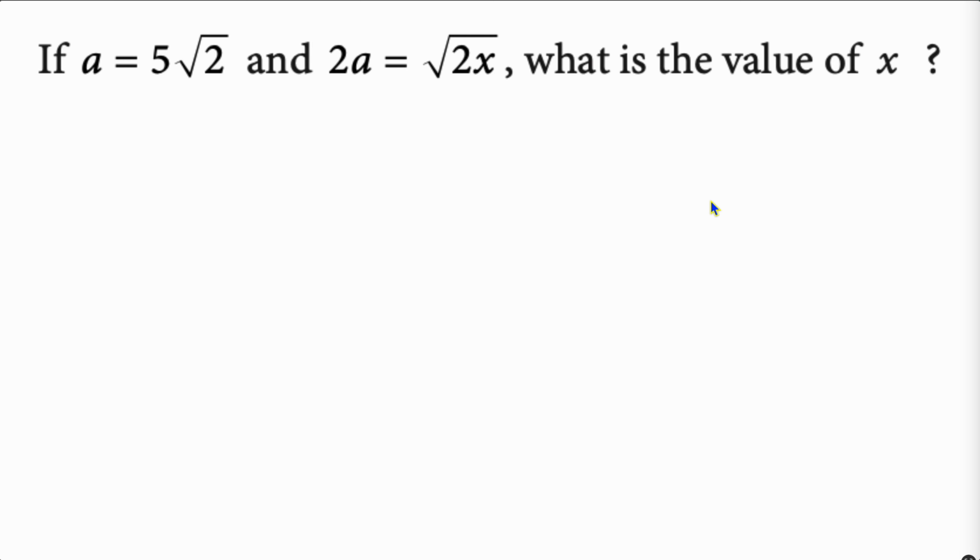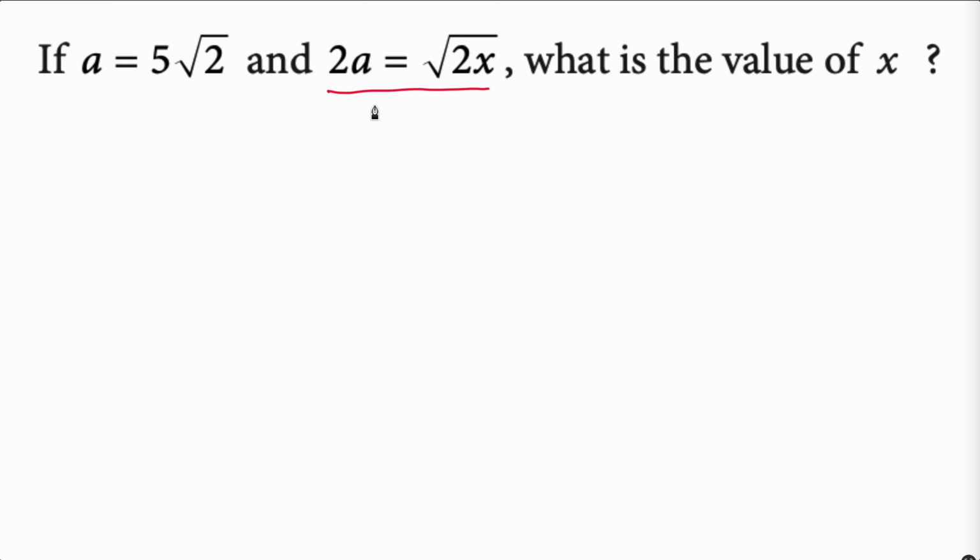So today we have a problem in front of us where we have a square root and then we need to solve for x. So the problem is this: if a equals 5 square root 2 and 2a equals square root of 2x, what is the value of x? So that's the question. So basically we need to solve for x, and here's the equation.